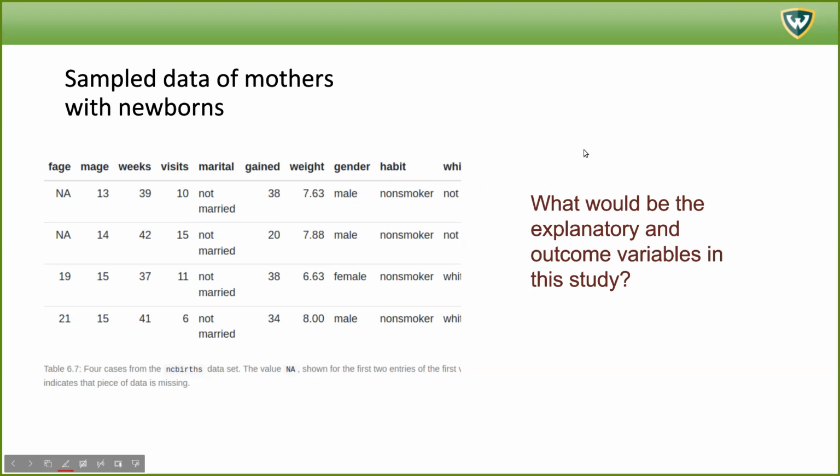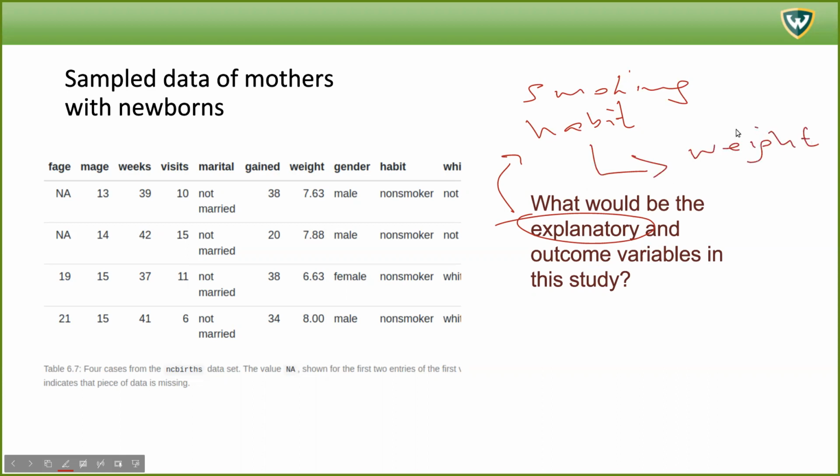Well, I think very clearly the explanatory variable, that is the causal variable, is here called habit, or smoking habit. And the outcome variable is birth weight, right? Weight or birth weight.